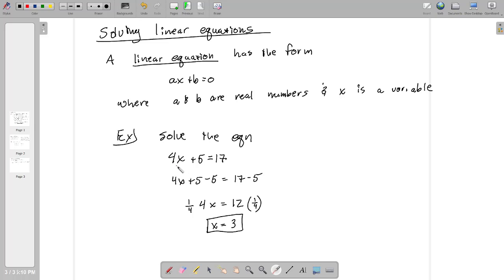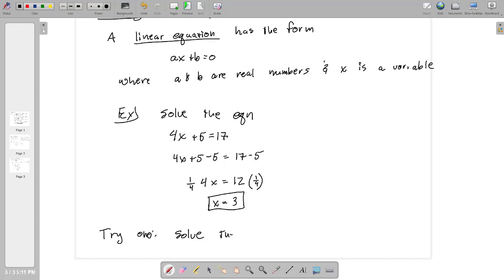Notice that we used a sequence of equivalent equations. We started with 4x plus 5 equals 17. We went to 4x equals 12 when we subtracted 5 from both sides. This is still an equivalent equation. And then we ended with x equals 3, also an equivalent equation. We used a sequence of equivalent equations in order to get to the solution.